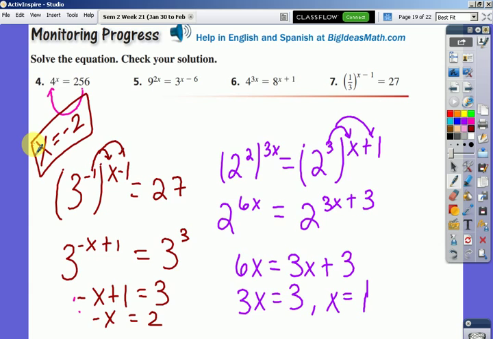So now you have the same base, and our theorem that we talked about yesterday says that when you have the same base, the exponents are equal. So you take negative x plus 1 and make it equal to 3. You solve for the value of x, so you subtract 1 on either side. You have negative x equals 2, so x has to equal negative 2. Yeah?